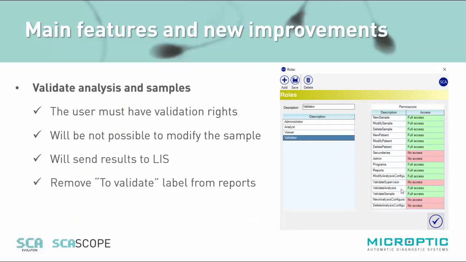In this version, it's also possible to validate the analysis and samples. This is optional, it's not necessary to validate everything, but if you want to have a person that validates the analysis, you have a role that is validate user, that makes it possible. At the moment that you do the validation, it will not be possible to modify anything from this sample, so it will be blocked. Also, when you validate the sample, all the results, images, and reports will be sent to the laboratory information system, and the not validated label will be removed from the report.